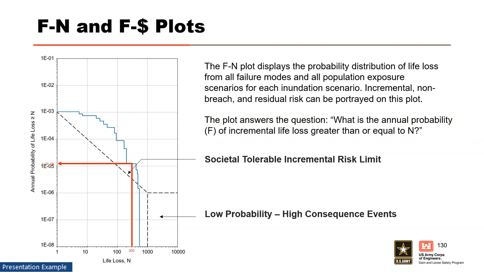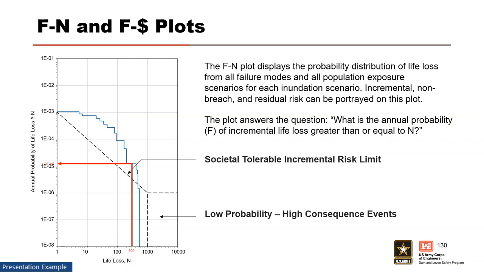This curve is like the flood hazard curve or the seismic hazard curve, but with the axes flipped so that the probabilities are on the y-axis. You can think of this plot as a frequency curve for consequences. The big FN plot is essentially a complementary cumulative distribution function. The only difference is it shows the probability of being greater than or equal to a given life loss.